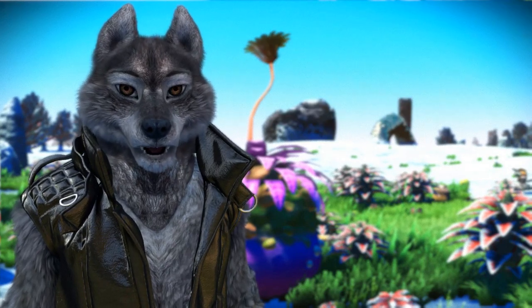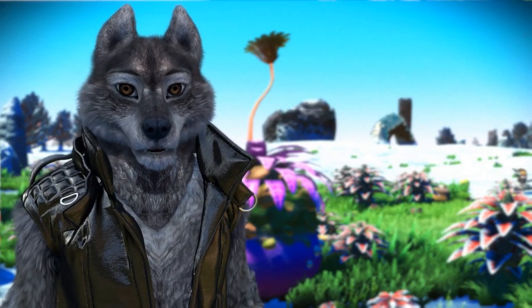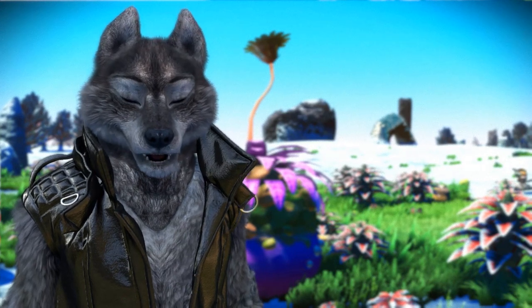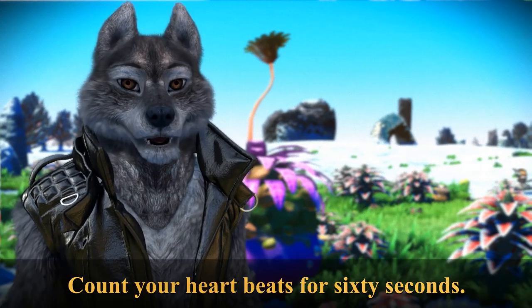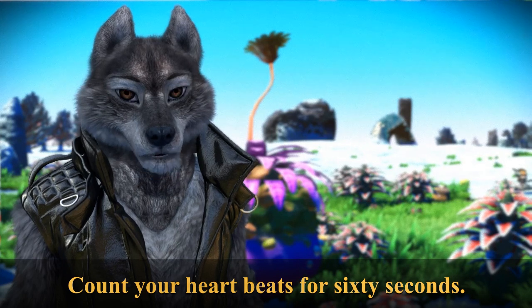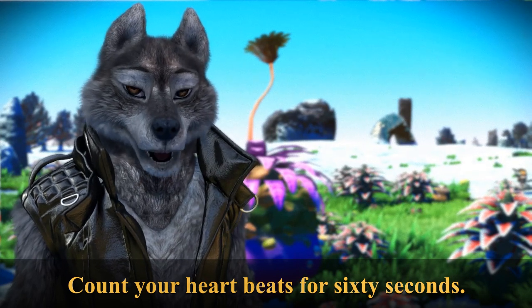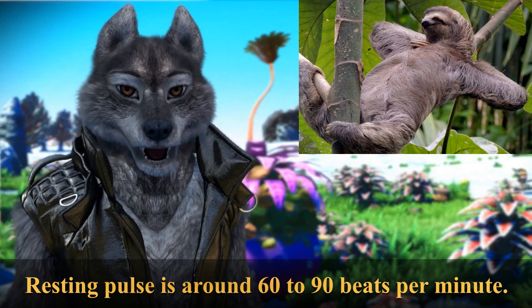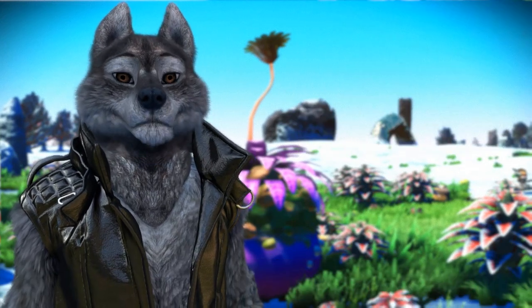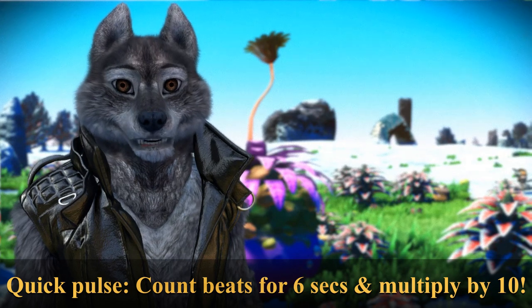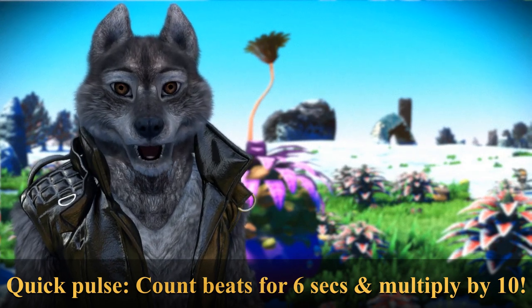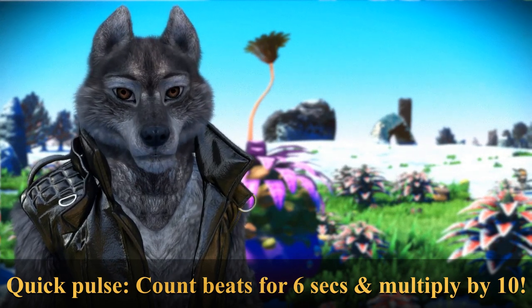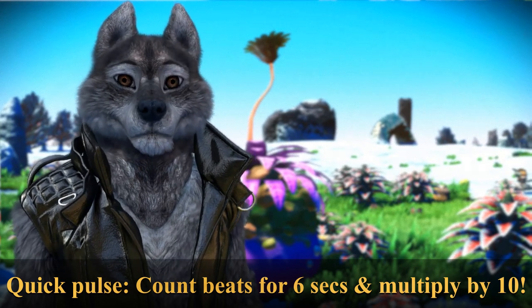Once you've found your pulse, find a watch or timer that shows seconds. Now, find your pulse. Count how many times you feel your heart beat for 60 seconds. That's your pulse or heart rate. If you're resting, it's probably around 60 to 90 beats per minute. In a rush, take your pulse for just 6 seconds and multiply it by 10 by adding a 0 to the count. It should be roughly the same.